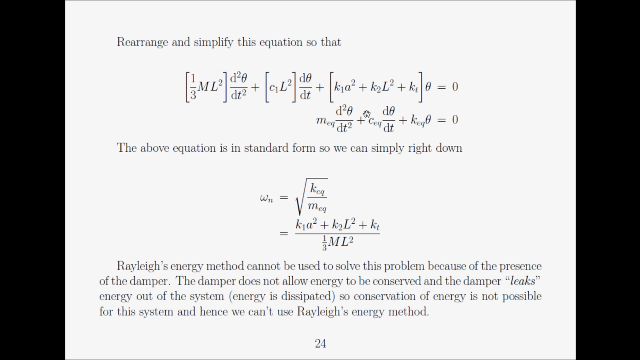Rayleigh's energy method can only be applied if there is conservation of energy. In other words, the total energy at a certain initial time is equal to the total energy at some other time instant, where the total energy is the sum of the kinetic energy plus the potential energy. The kinetic energy is fine as it is, however the damper dissipates some of that energy, which is lost into the fluid for the particular damper. Therefore we cannot use Rayleigh's energy method.